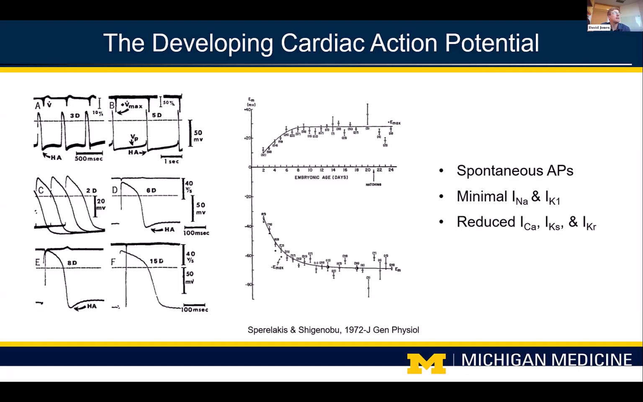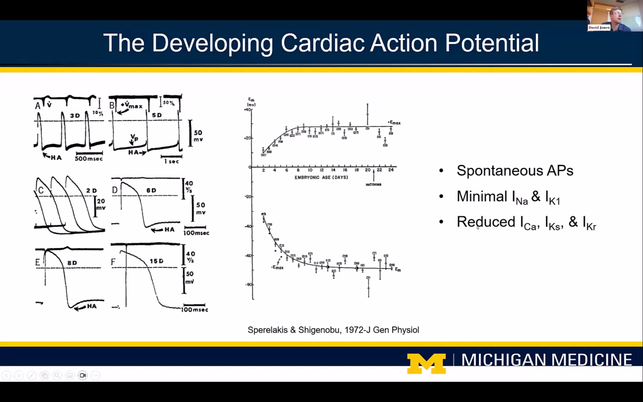whereby cardiomyocytes taken from embryonic and even some fetal tissue spontaneously fire their own action potentials, whereas if you took the ventricular myocytes from an adult myocardium, they're quiescent and only fire an action potential when stimulated. So we know from numerous studies over the past 50 years that the spontaneous action potentials in developing myocytes is caused by an almost complete absence of a hyperpolarizing rectifier current IK1.